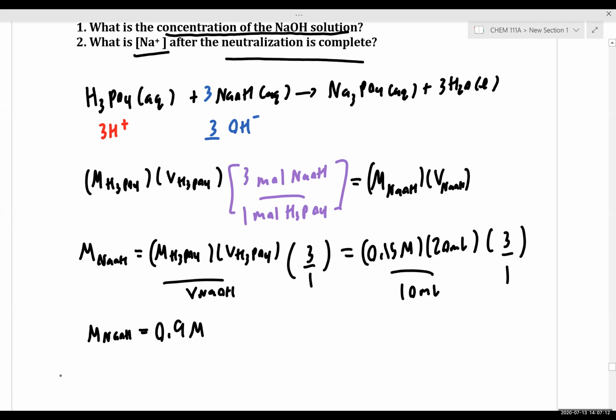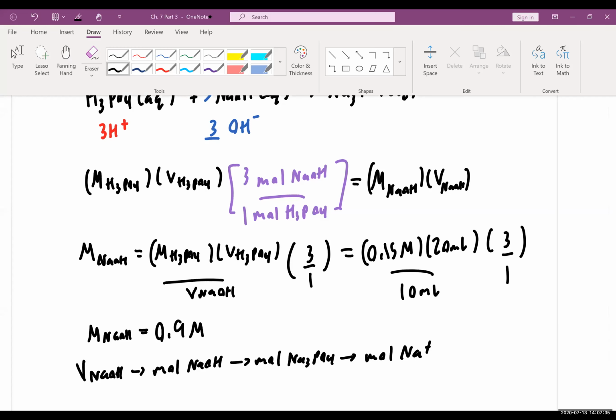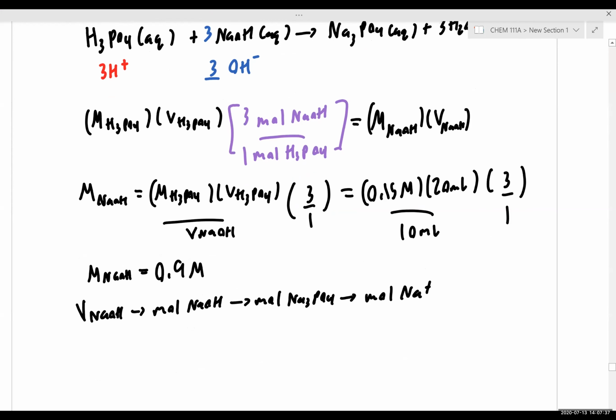Now what we can do is take the molarity and volume of sodium hydroxide, convert it to the moles of sodium hydroxide, then convert it to the moles of sodium phosphate, and finally we can get the moles of sodium plus. This is to answer part 2, to figure out the concentration of sodium plus. So let's execute on this problem-solving scheme.